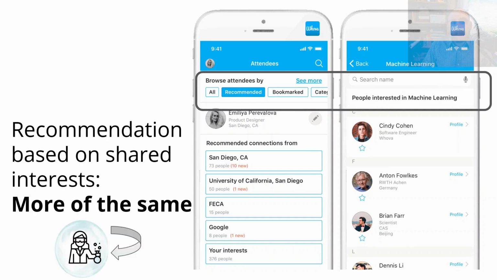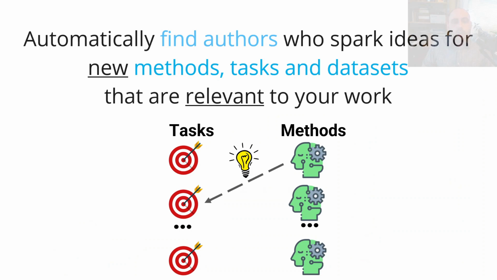But the problem with this methodology of recommendation is that it reinforces your filter bubbles, showing you people in areas you're already familiar with. In our work, we want to help researchers find authors who make them think of new methods they can apply to their problems, or new problems to work on, or new datasets to explore, things that are both new and relevant.